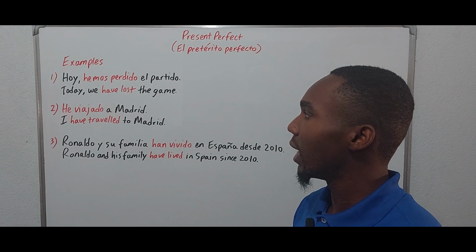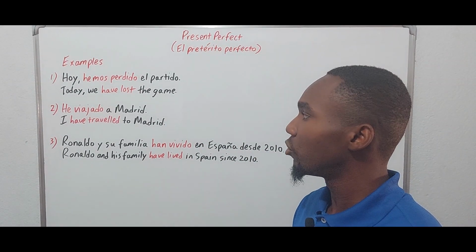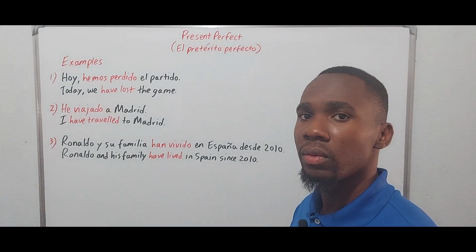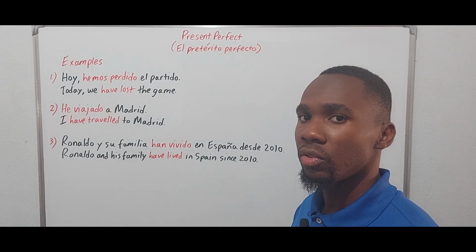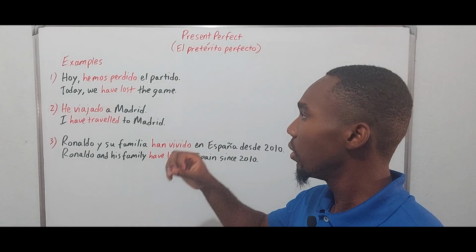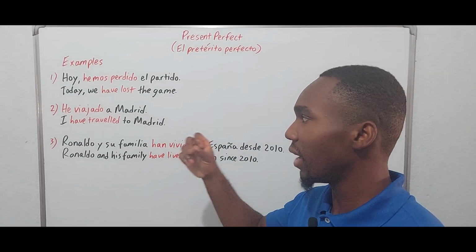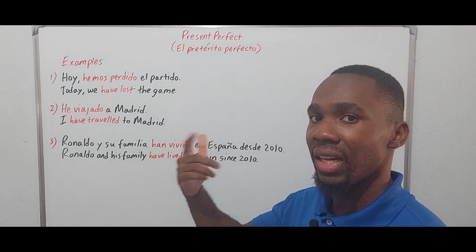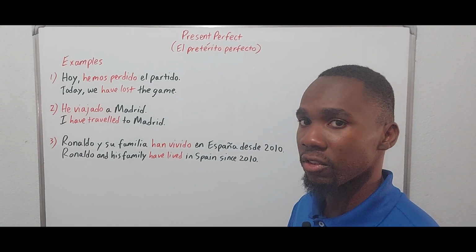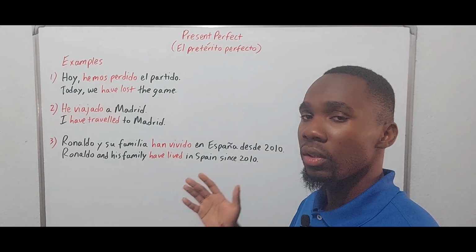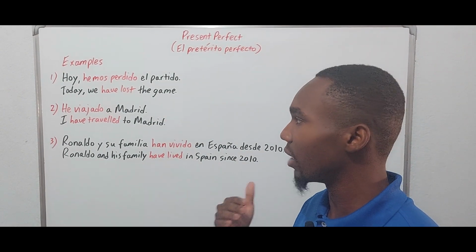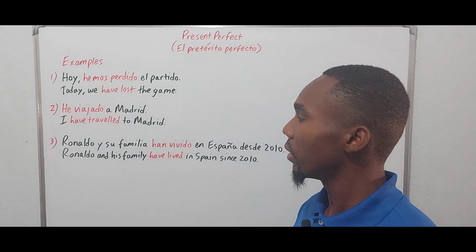2. He viajado a Madrid. I have traveled to Madrid. When? For how long? We don't know. So this is an example of a sentence that demonstrates that an event was done in the past, but it has no specific time reference. So we can use the present perfect there. He viajado a Madrid. Okay?